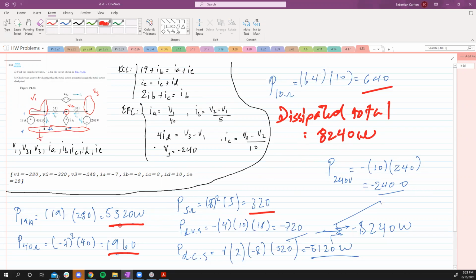8,240 watts. So the addition of 5,320 plus 1960 plus 320 plus 640 would result in this. Therefore, the total dissipation equals the total power developed here. And that concludes this problem.